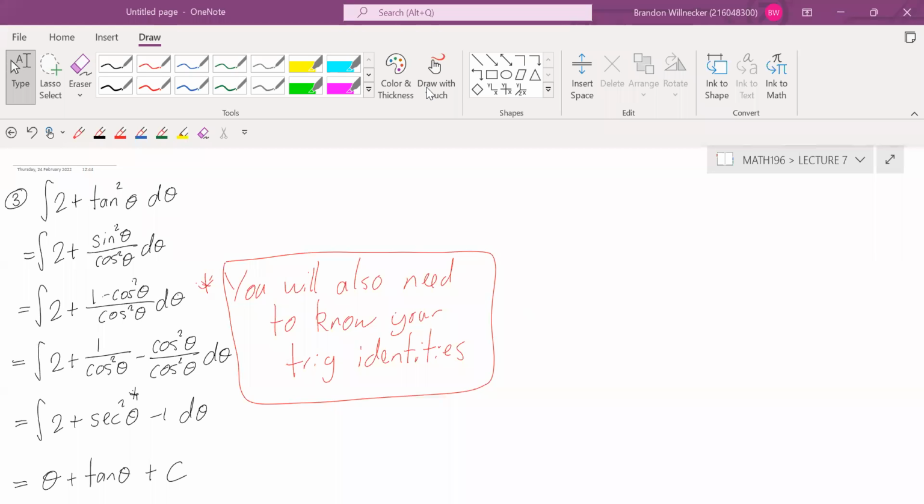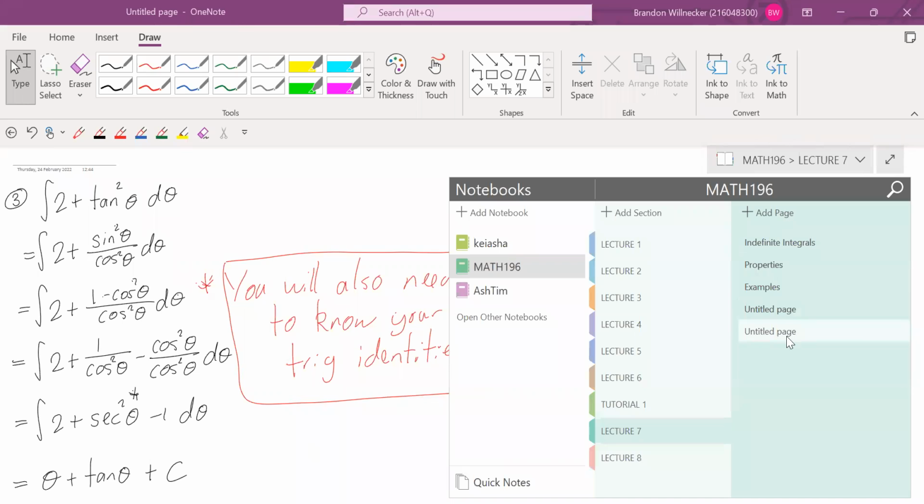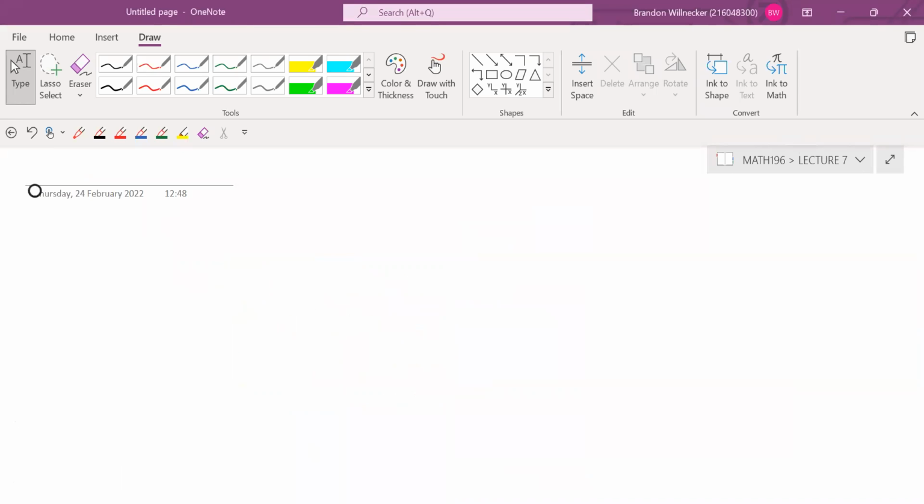Okay, so that's about it for this indefinite integral stuff. I just want to introduce the idea of the net change theorem. Okay, so that's the next theorem we need to know. And we're going to be looking more into that on Monday. Okay, so let's just introduce that now. So this is the net change theorem. Okay, so we're done with the indefinite integrals for now. This is something new.